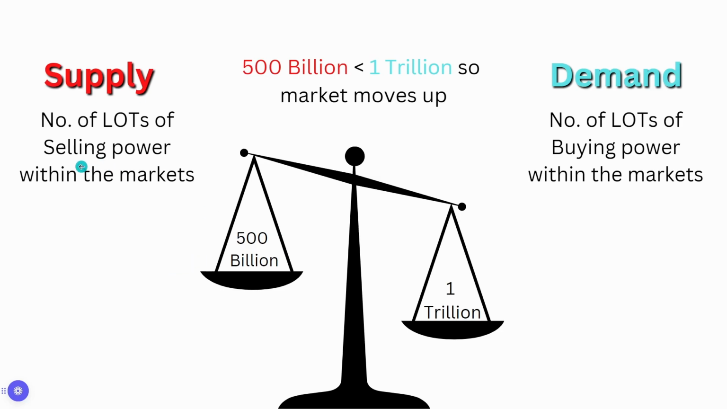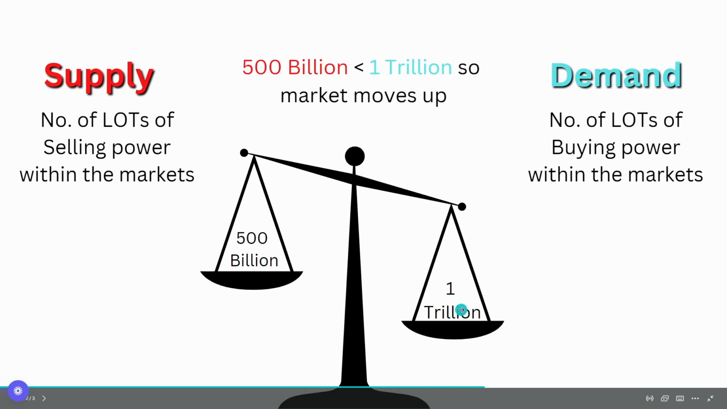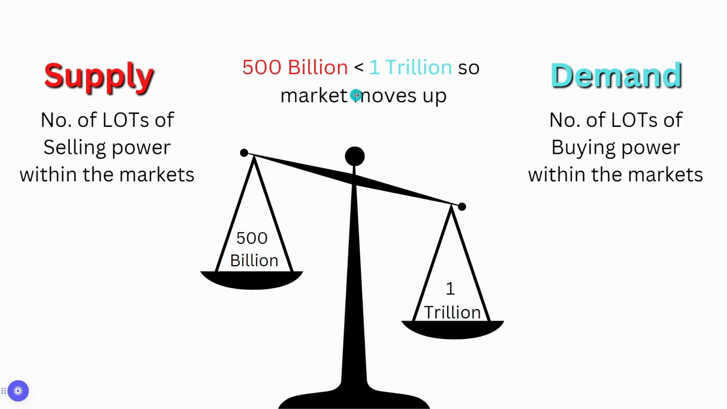Now, supply is representing the number of lots of selling power that is within the market. Demand is representing the number of lots of buying power represented within the market. So we see in this example, we're saying that there is 500 billion lots of selling power and 1 trillion lots of buying power. As we know, 500 billion is less than 1 trillion, so the market must move up because there is more lots of buying power in the market than there is of selling power.